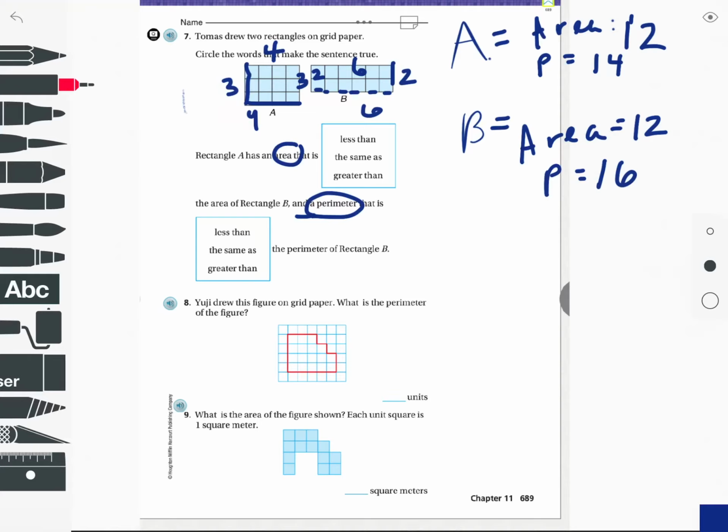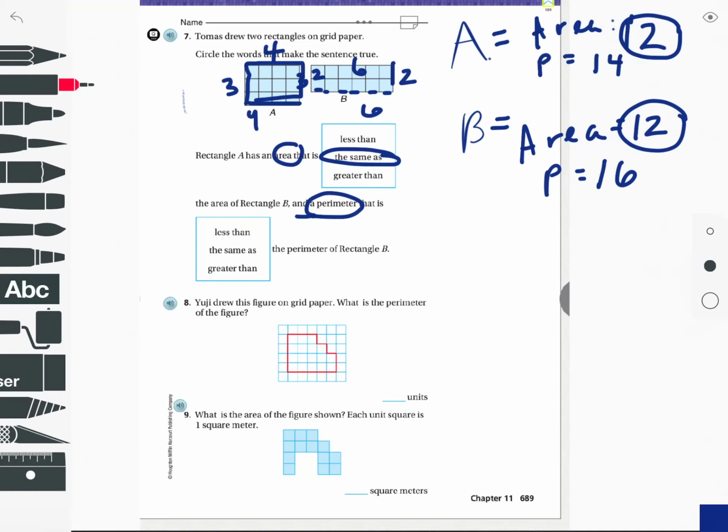I can't answer them unless I know the area and perimeter of each figure. Remember, the perimeter is the measurement around a shape and the area is the inside. So rectangle A has an area that is blank, the area of B. I know the area of A is 12 and the area of B is also 12. So rectangle A has an area that is the same as the area of rectangle B because they both have an area of 12 square units.